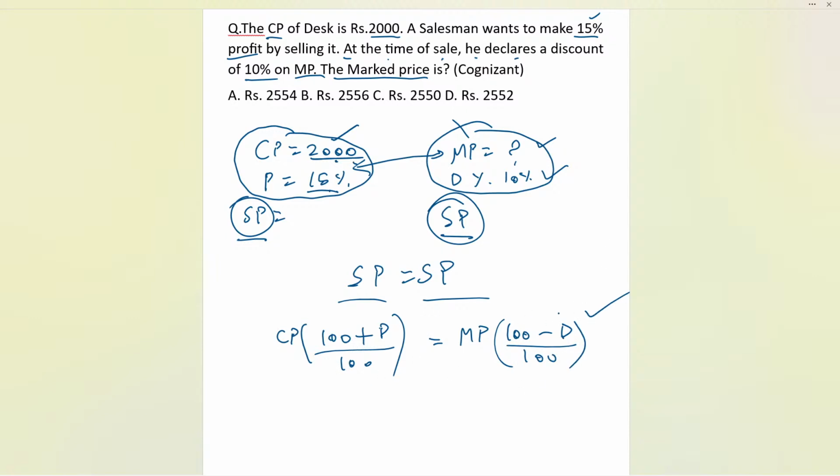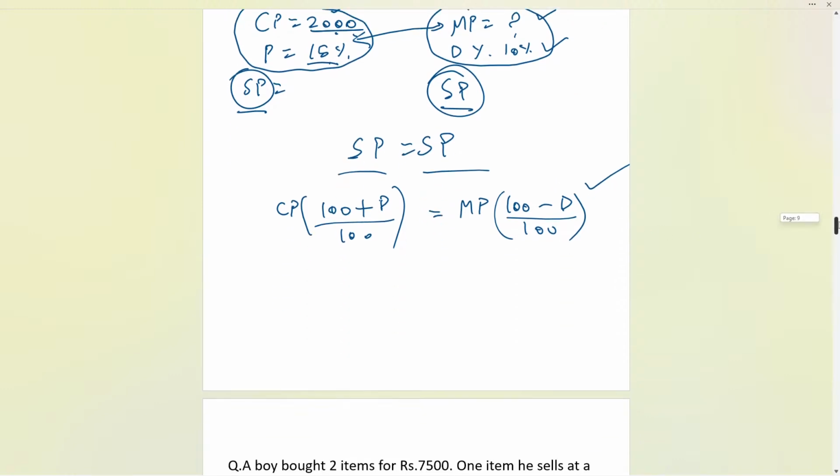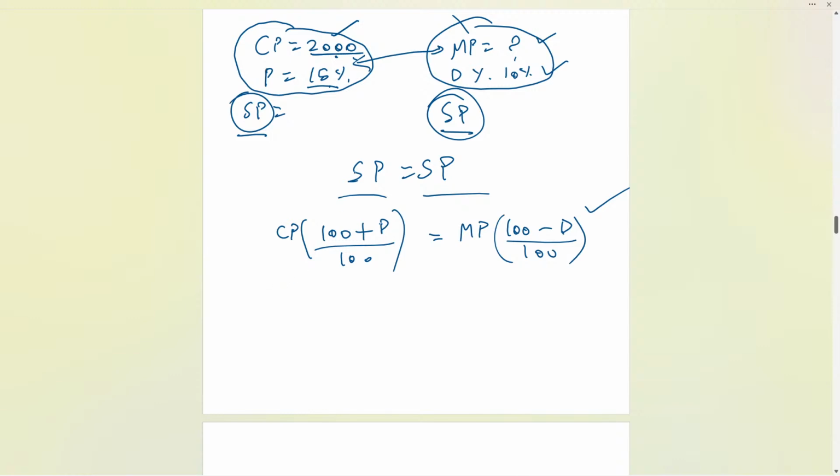But in exam, you should not be using this formula directly if you know the formula. So now cost price is what? 2000. 2000 times of 100 plus profit, which is 15 over here, divided by 100 is equal to the mark price, which we need to calculate, 100 minus 10 by 100.